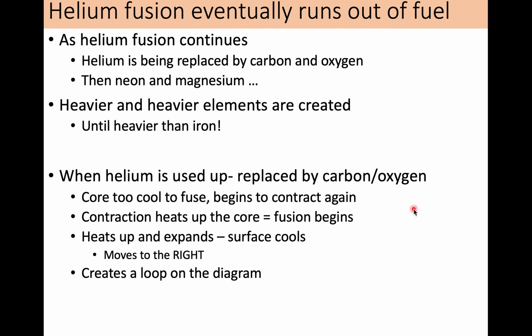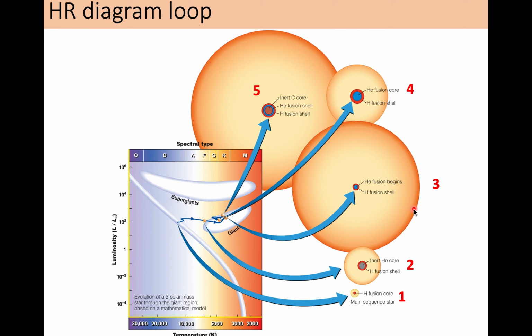So on the HR diagram, it actually will create a loop. Here we go. The star is going to be moving back and forth, doing sort of a loop-de-loop. As the star, let's see, this guy here right under my laser pointer is where we have the helium fusion beginning. So the helium fusion begins in the core. The star is going to move towards the left of the diagram, and then the star will again move back towards the right of the diagram as it cools down after that fusion.